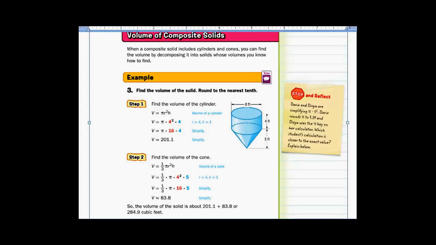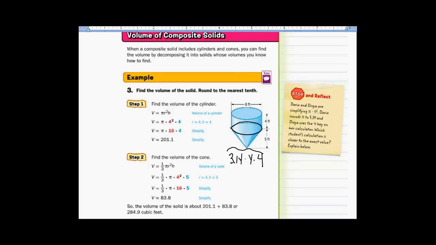So find the volume of the cylinder. I have pi times radius squared. Radius is 4. So 3.14 times 4 times 4. That's going to give you the area of this base right here, which you will use for both. To get the volume of the cylinder, we're going to take this times 4, which is the height, and it tells you that right there. Volume of the cylinder, right here.